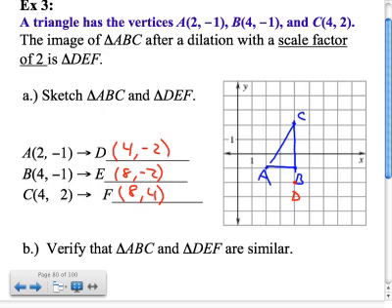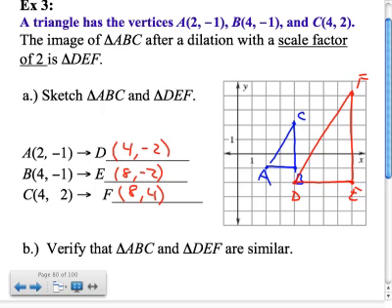Point E is (8, -2). So 4, 5, 6, 7, 8, -2. And F is the point (8, 4). 1, 2, 3, 4. And so here is my new triangle. It's exactly twice the size with respect to the origin. And that's kind of what you're looking at.